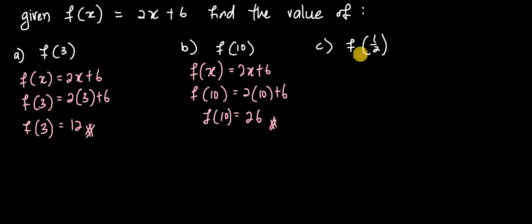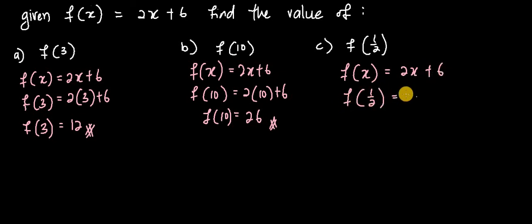Now for the third one, they ask what f(1/2) is. So this 1/2 you can substitute inside this equation. The question already gave you f(x) equals 2x plus 6, which means f(1/2) equals 2(1/2) plus 6. Here you can just simplify the fraction by getting rid of the 2, and you will get your answer as 7. So f(1/2) is 7.